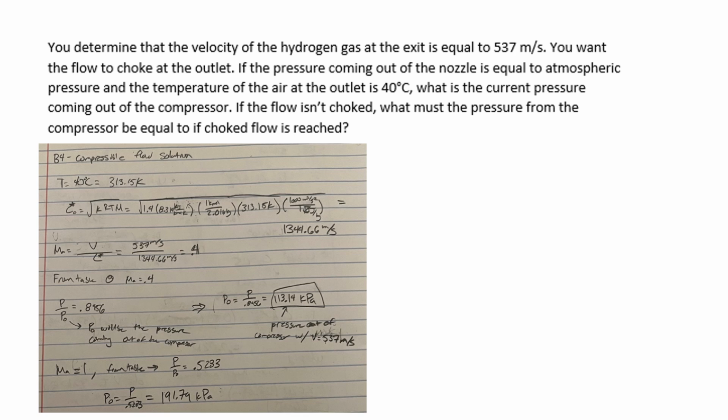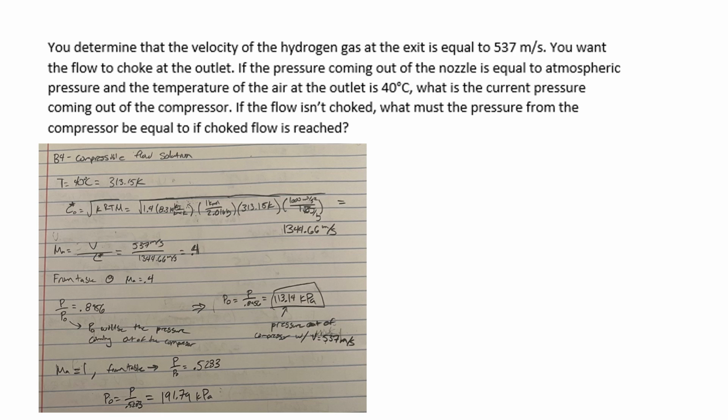Well, we have our temperature converted to kelvins, and we're going to find the speed of sound through that square root of kRT_M. Speed of sound is around 1300 meters per second. And then we determine the Mach number, and that is going to be 0.4 with gas exiting at 537 meters per second. So this means the flow is not choked. We can determine from the table with literature values the pressure, and so we're going to find that P stagnation, which will be equal to the inlet pressure.